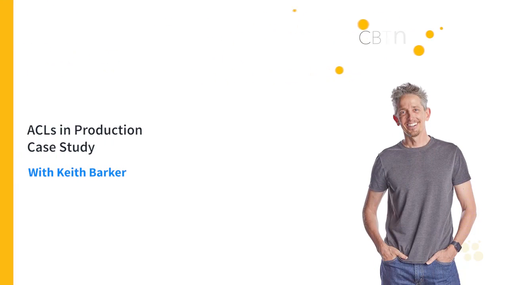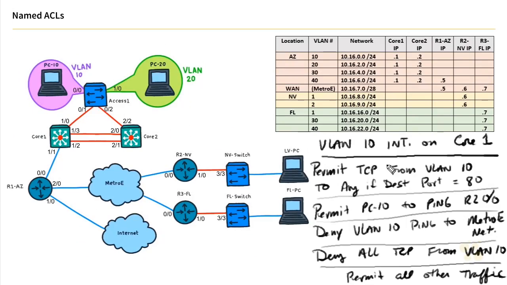The time has arrived, my friend, where we get to apply our skills regarding access control lists for the purpose of packet filtering to our production network. So here are the requirements that have been asked of us. Let's walk through them, make sure we're clear on what they are, and then we'll go to the lab and implement and verify them.